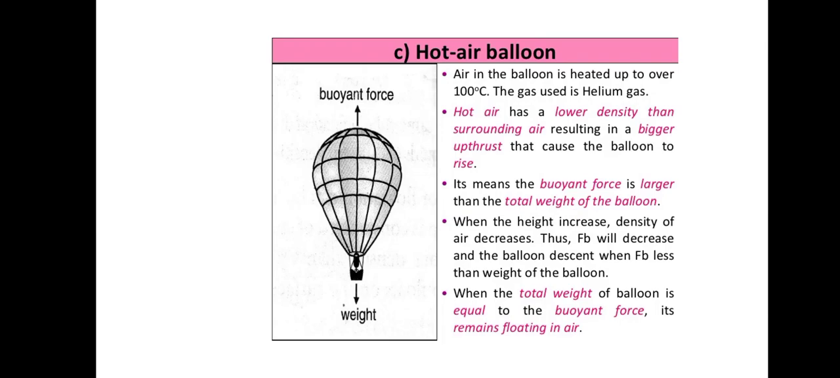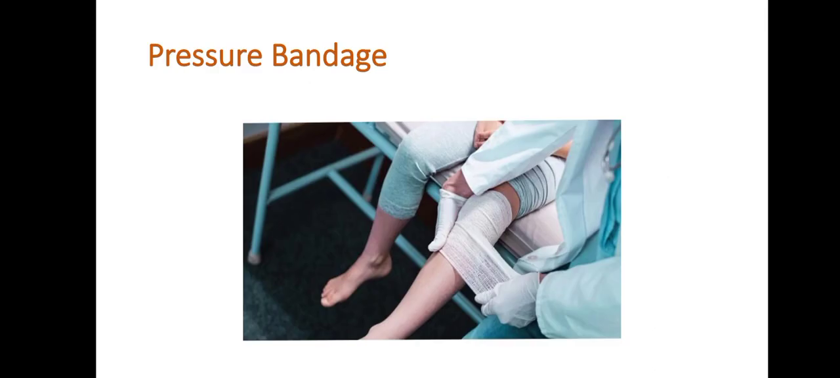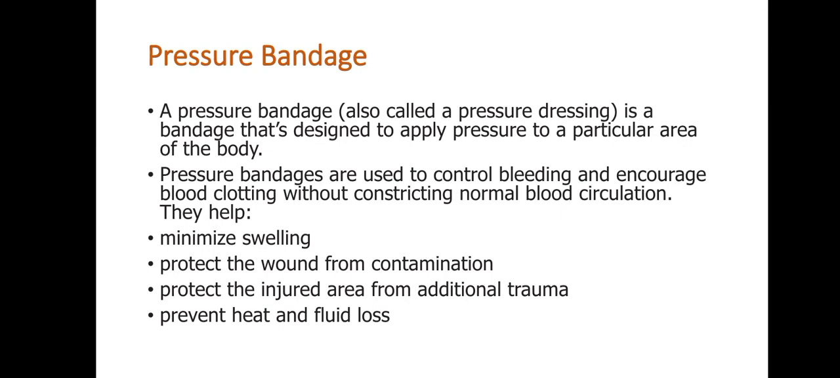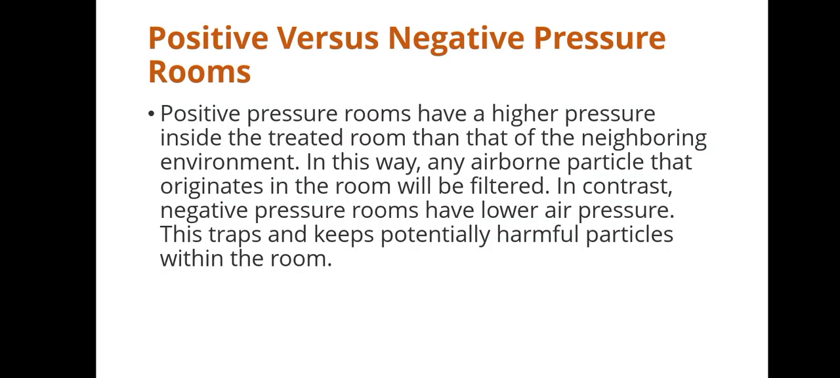Hot air balloon, the hot air balloon is used to do weather forecasting, and it uses the concept of pressure. Pressure bandage. The pressure bandage is a bandage that's designed to apply pressure to a particular area of a body. It is used to minimize the swelling and protect the wound from contamination. So it is again in the medical field we see positive versus negative pressure rooms. The positive pressure rooms and the negative pressure rooms are created, again in the field of medical.